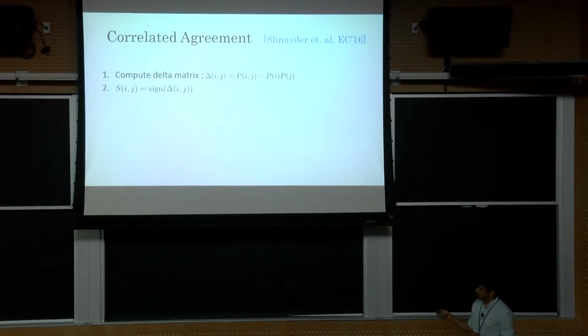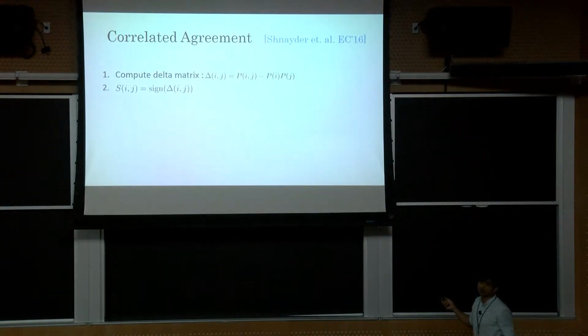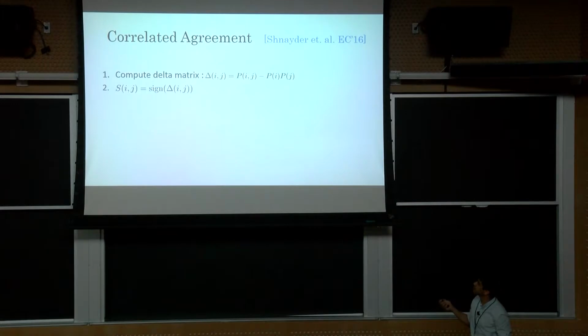But the previous mechanism works for binary signals, and our goal is to work with heterogeneous agents and multiple signals. Snyder et al. generalized the multitask mechanism for multiple signals. The idea is the following. We compute the delta matrix, which is the difference between the joint probability and the product of marginals, which in some sense captures the correlation among the signals, and then use the sign of the delta matrix as the score function.